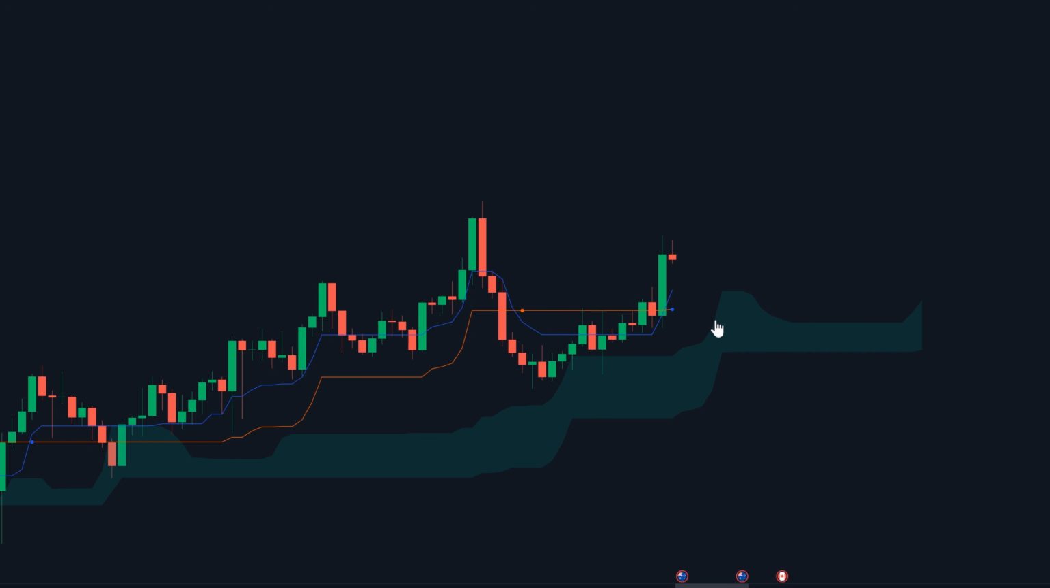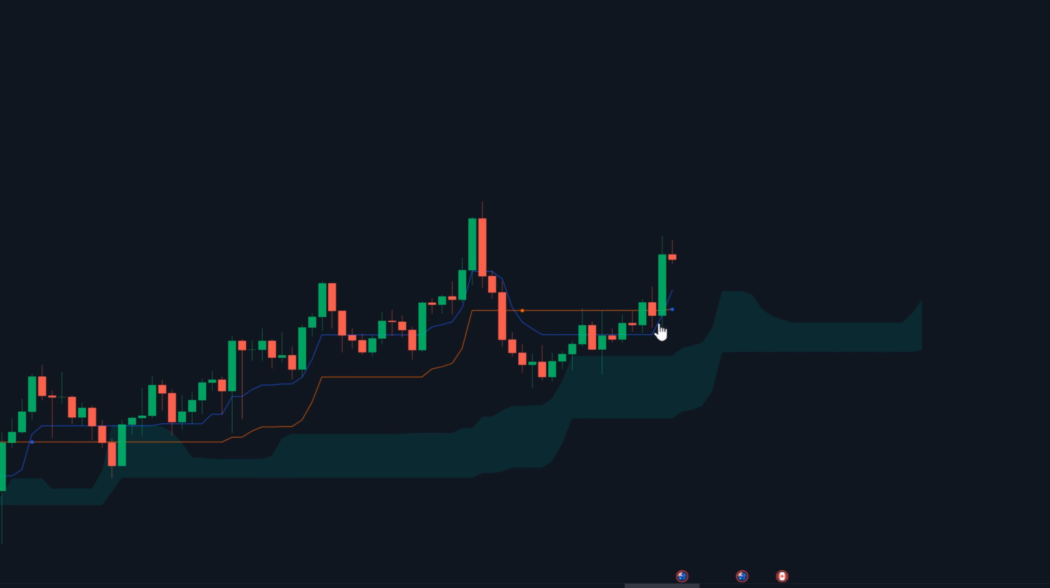Condition number 2 is we want a pullback to happen within this bullish trend. For that, we're going to be using the Tenkan-sen and the Kijun-sen lines. We need this blue Tenkan-sen line to cross under the orange Kijun-sen line to indicate the beginning of the pullback. And then later, the same blue line should cross back above the orange line like it did here to indicate the end of this pullback.